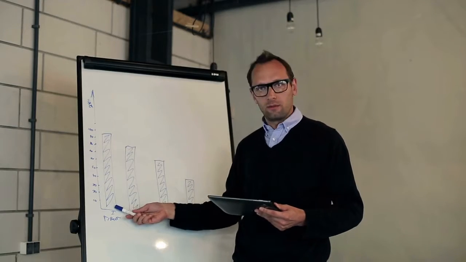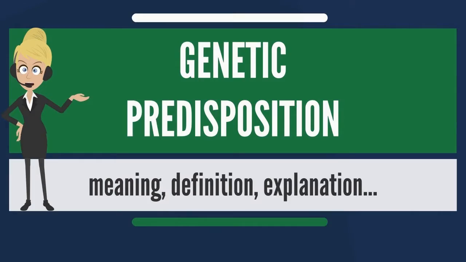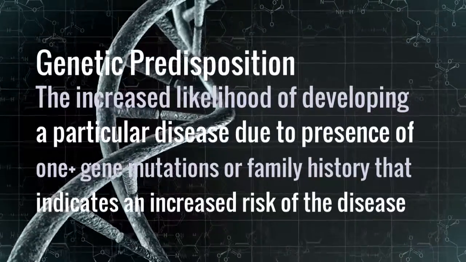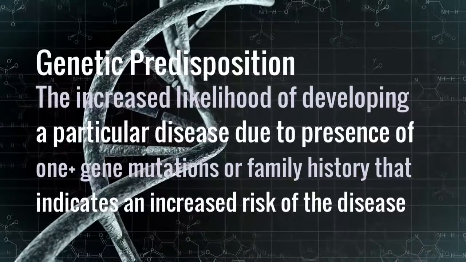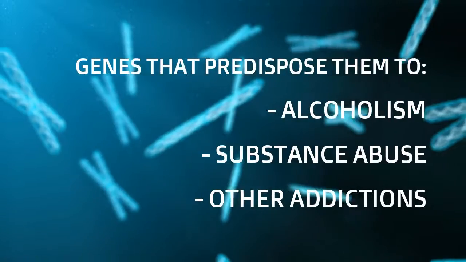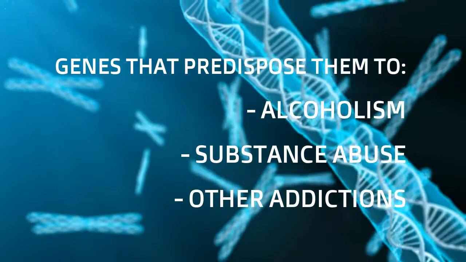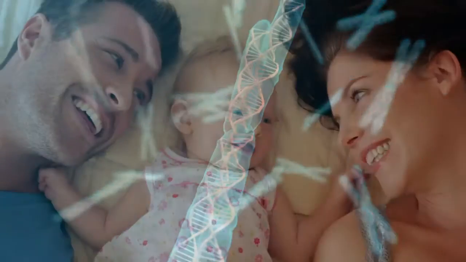Now let's talk about the first part of addiction that I mentioned above, genetic predisposition. Genetic predisposition is the increased likelihood of developing a particular disease due to the presence of one or more gene mutations and/or a family history that indicates an increased risk of the disease. Some people carry genes that predispose them to alcoholism, substance abuse, and other addictions, although they may not have problems if they choose to avoid alcohol, drugs, etc.